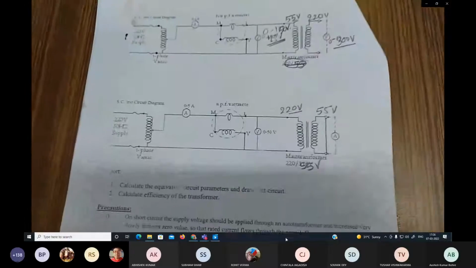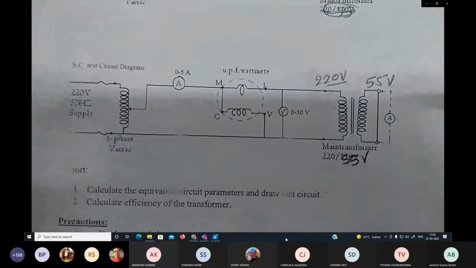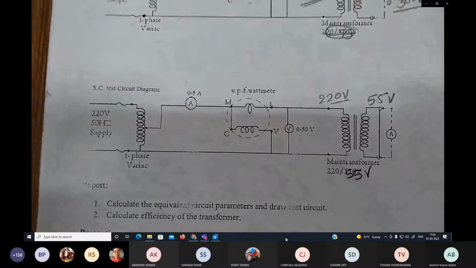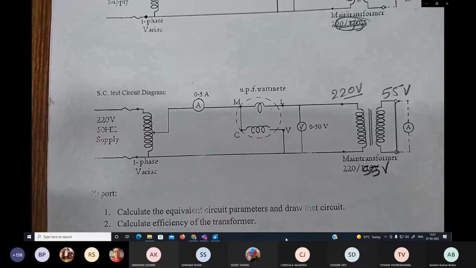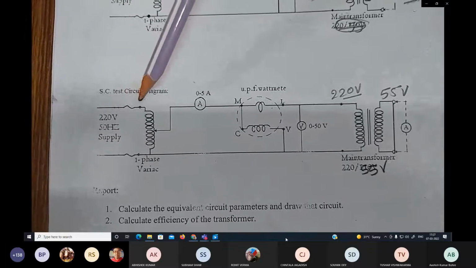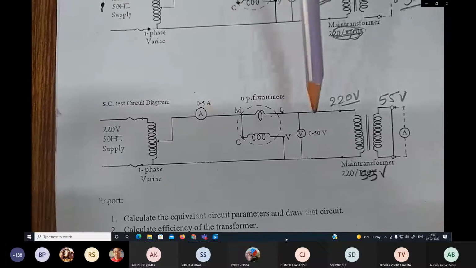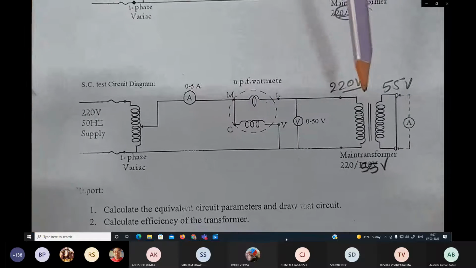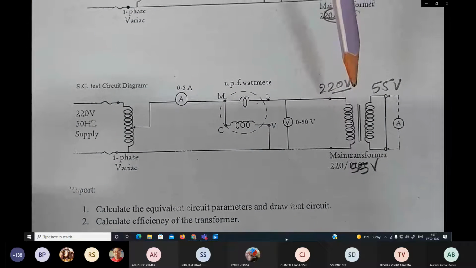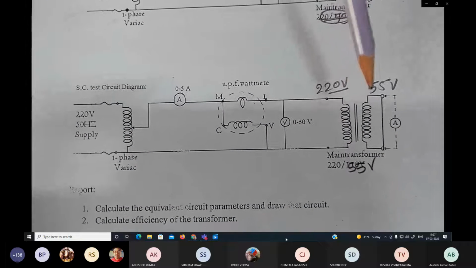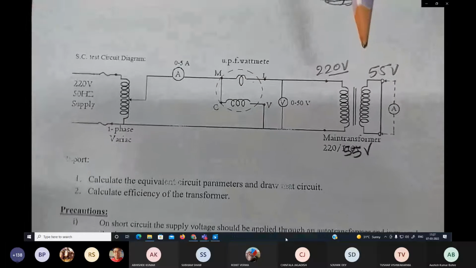So now we will do the short circuit test of the transformer. We will follow the short circuit test circuit diagram. As the circuit diagram shows, we need to connect the transformer as shown in this figure, and all the components are shown here. So what type of instruments are required? First of all, we will see the transformer. The same transformer will be used that was used during our open circuit test discussed earlier.